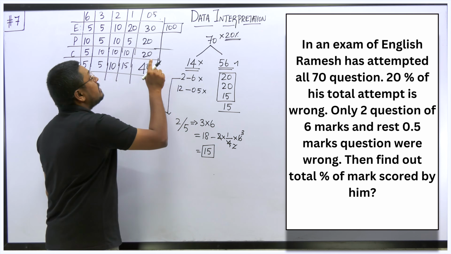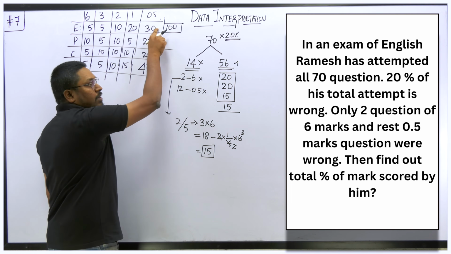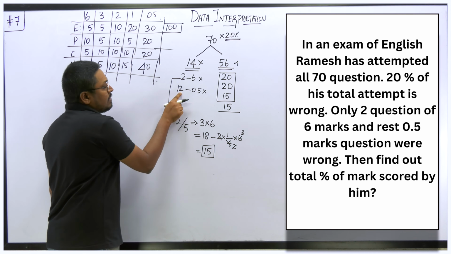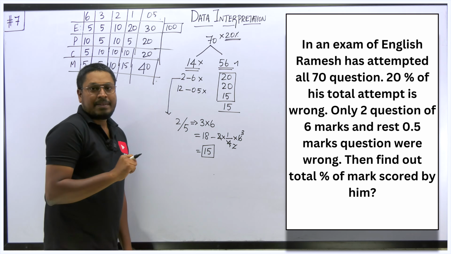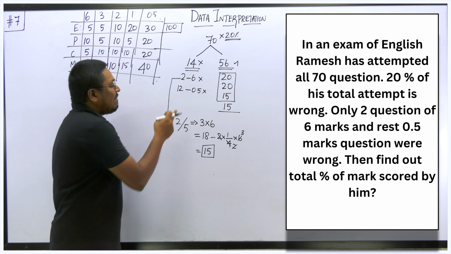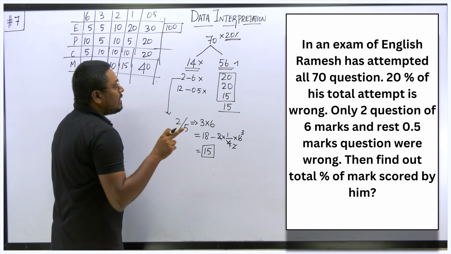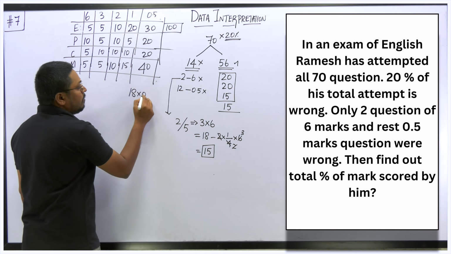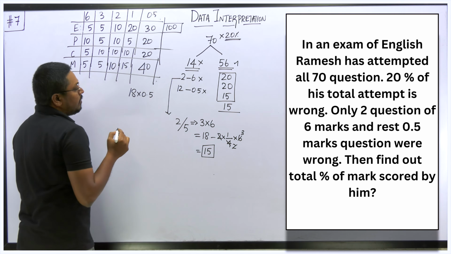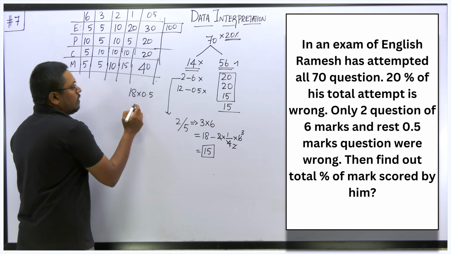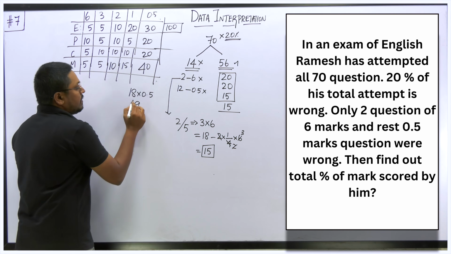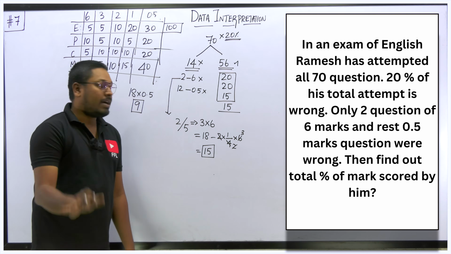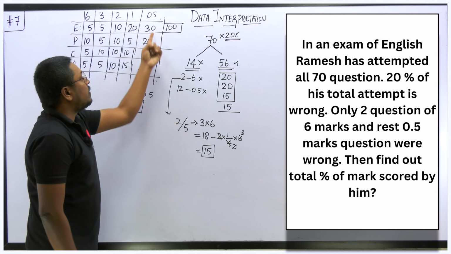So we know how many 0.5 point questions are there? 30 questions, right? So of 30 questions of 0.5, we know that 12 questions were wrong. So remaining how many questions are there? So remaining will be 18 questions. So 18 questions he will be getting 0.5 mark each. So 18 into 0.5 is 9. So 9 marks he will be getting in the 0.5 mark questions.